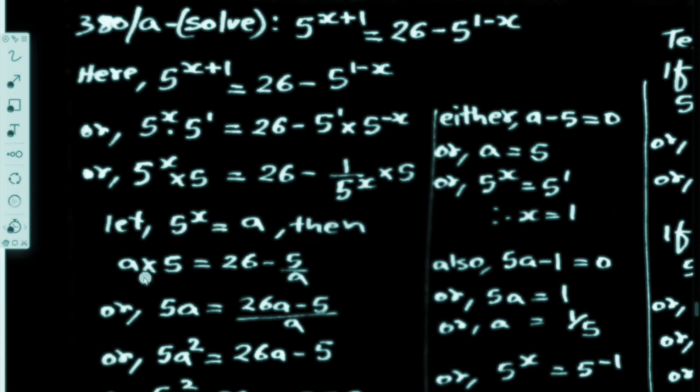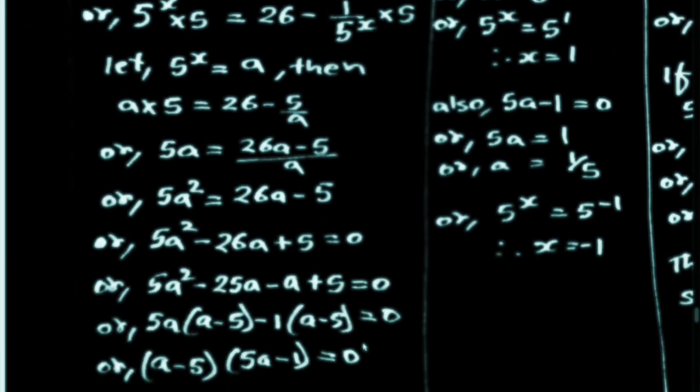Then here 5^x into 5 means 5a. Here a into 5 equals 26 minus 5 by a. Or 5a equals, taking the LCM, 26a minus 5 by a. Multiplied with this 5a, 5a square equals 26a minus 5.